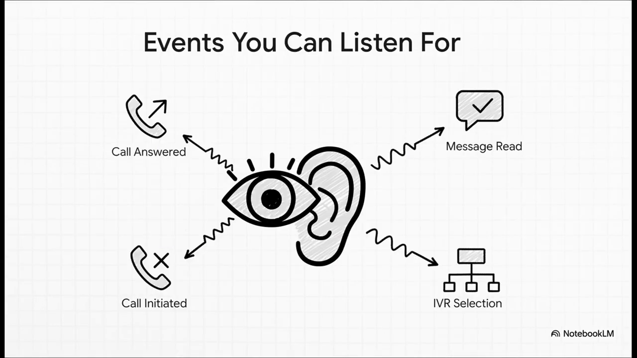And you can listen for all sorts of crucial events. You can get an instant notification the moment a call is answered, or maybe even more importantly, when it's missed, so you can trigger an immediate follow-up. You can know the moment a customer reads your WhatsApp message, or even which option they selected in your phone menu. It's like having real-time eyes and ears on all your communications.